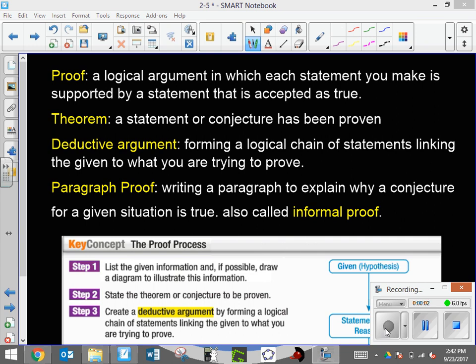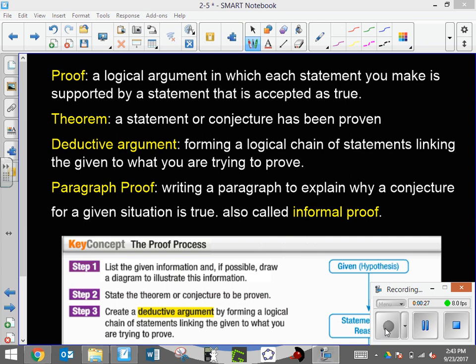Okay, we're going to write one of our first proofs now in this class. So a proof is going to be a logical argument where we are going to link our given to what we are trying to actually prove. But once we prove something, then it becomes a theorem. You may use that over and over again and not have to prove it again after this.